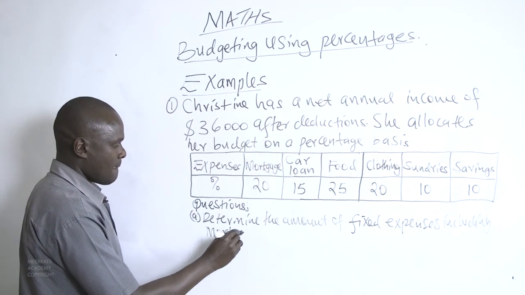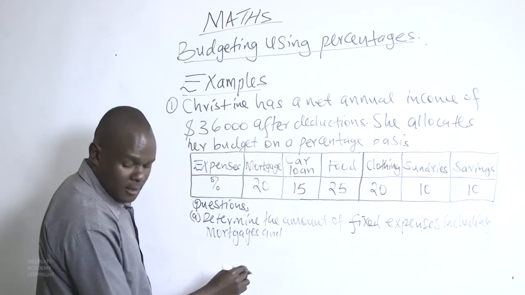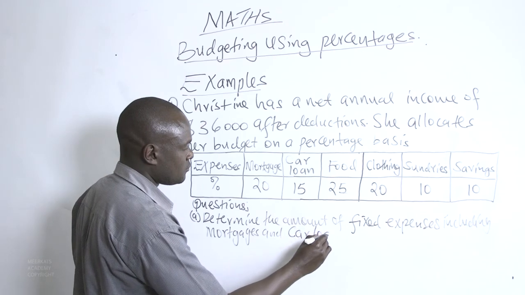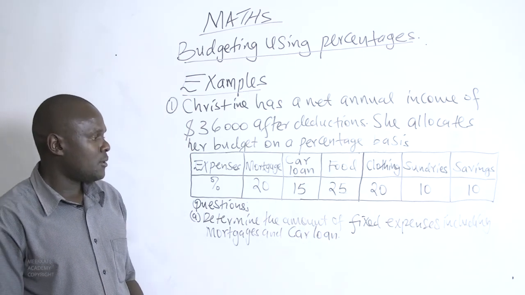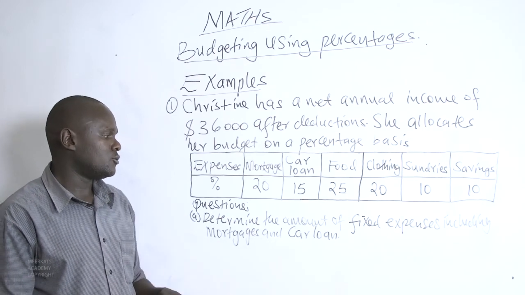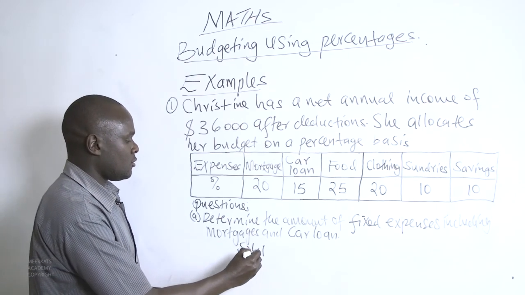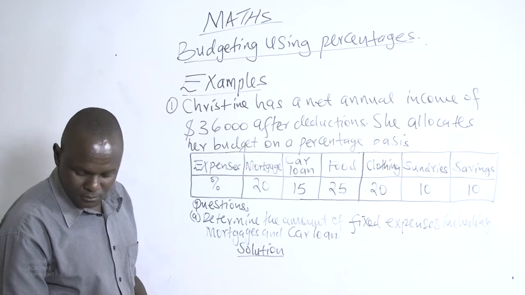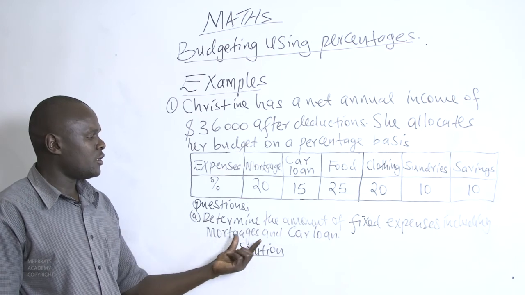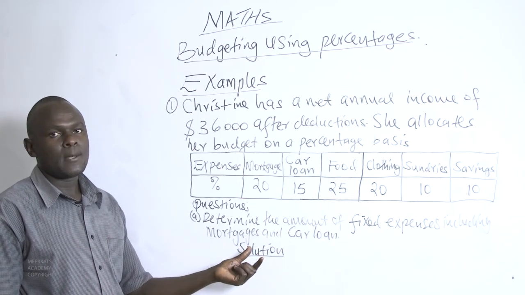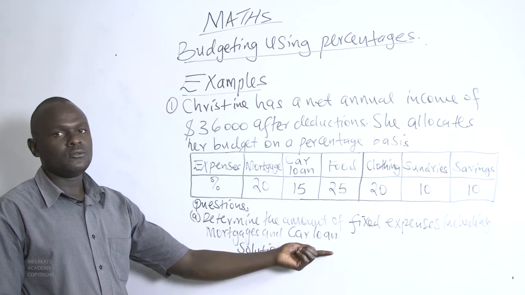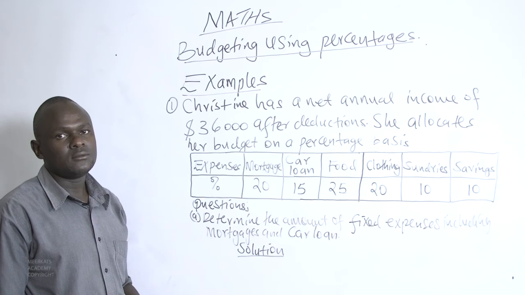Including mortgages and car loan. We need to determine the amount of fixed expenses, and in this case we are just talking about mortgages and car loan. For us to determine the amount that should be allocated to mortgages and car loan, we need to get the total percentage. The total percentage of mortgage and car loan, so that we can get that particular percentage of the entire annual net income.